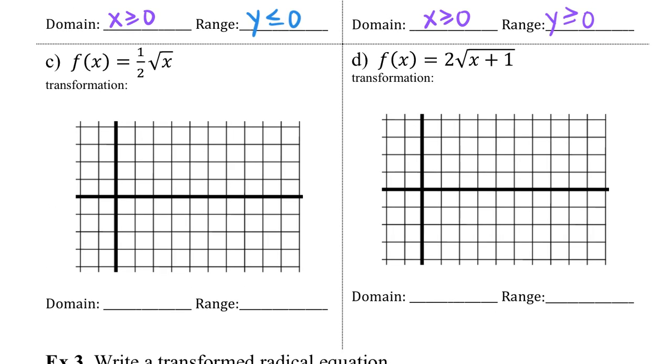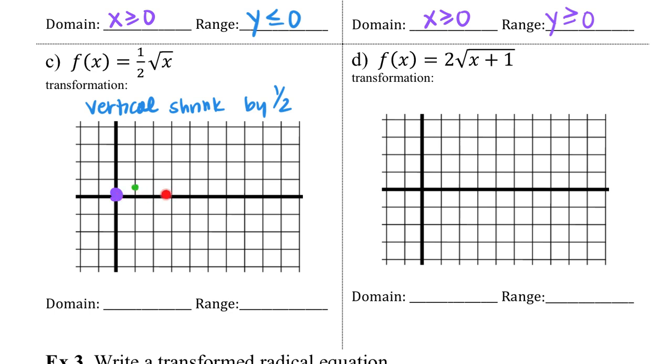Okay, how about f of x equals 1/2 root x. Timesing by half is going to shrink it, so this is a vertical shrink by half. But I still start at 0, 0. Then I normally go square root of 1 is 1, but I only want to go half up. So instead of going all the way to 1, I go halfway to 1.